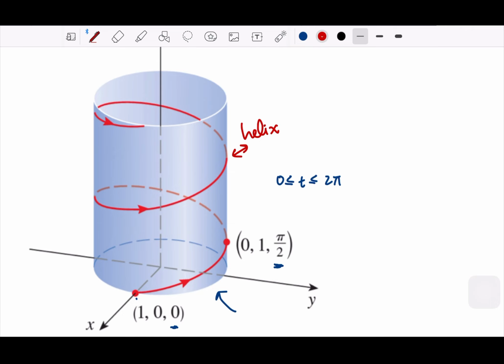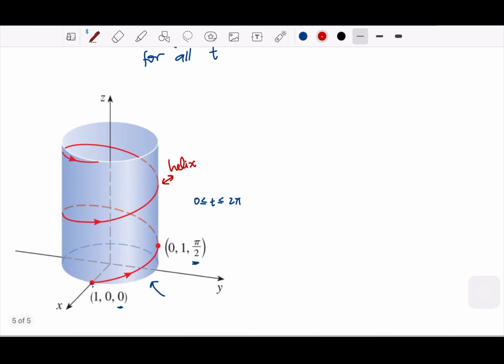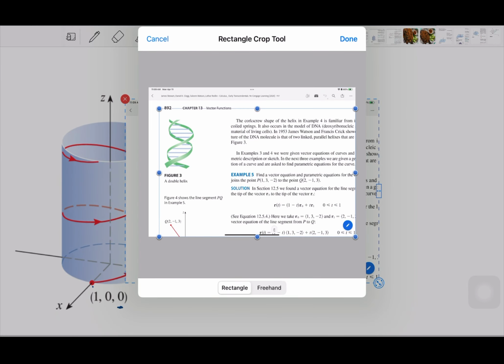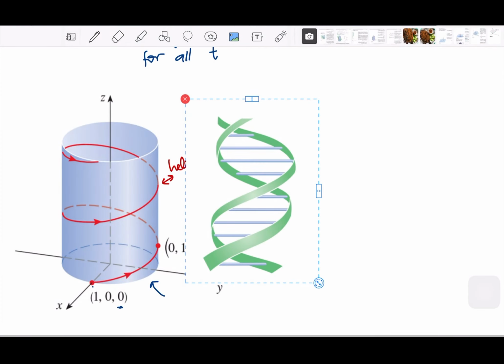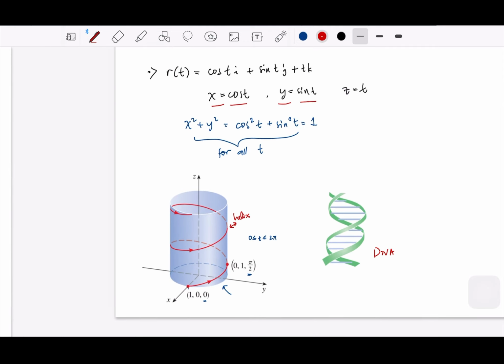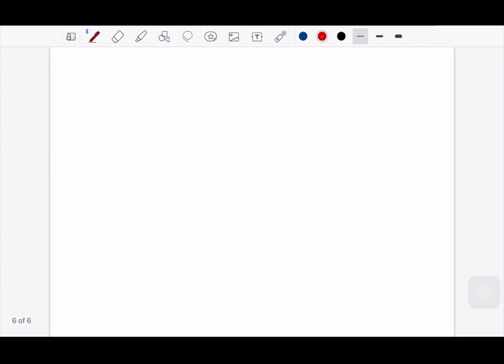Of course, this helix, if you remember some class that you had in high school about biology, you will remember that in our body we have a double helix for our DNA. It has helices that are parallel to each other. It's called the double helix.